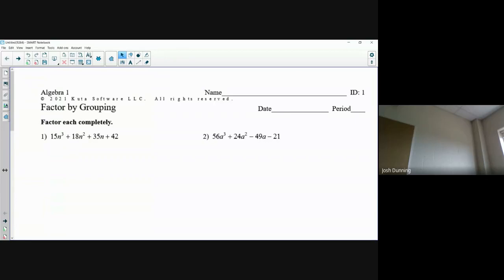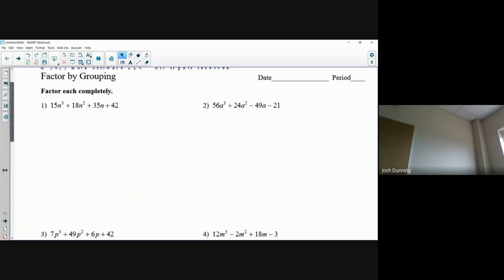The last kind of factoring. Now, well, the last kind of factoring we're going to go over before next year. Factor by grouping. Now, the way you recognize this, there are 4 terms.